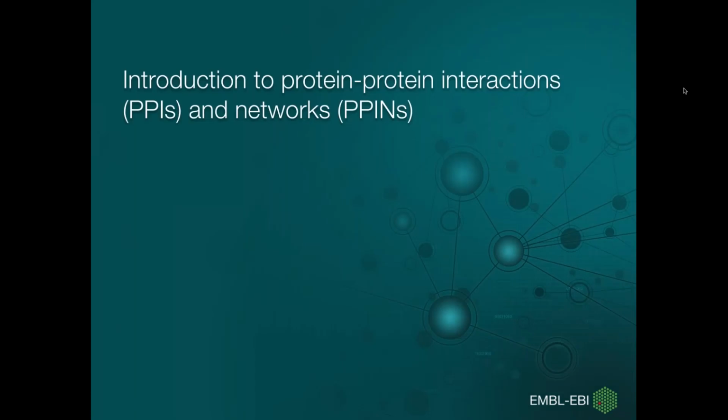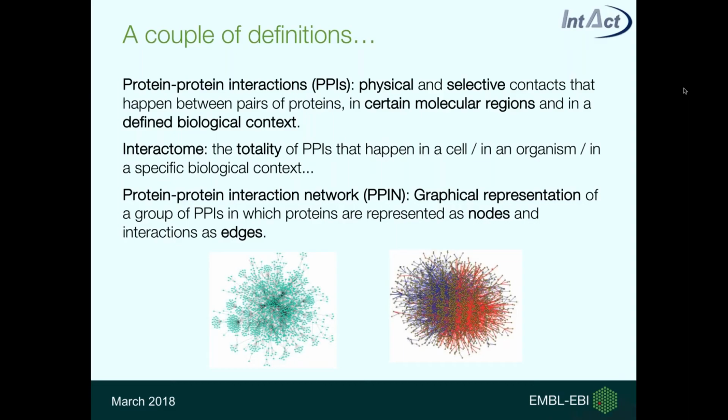Okay, so what are protein-protein interactions and the networks? Protein-protein interactions are the physical and selective contacts that happen between pairs of proteins. And these have to be in certain molecular regions, like subcellular regions or extracellular areas, and in a defined biological context. So this could be in a certain cell cycle context. This could be a healthy versus disease state. This could be different manipulations of cell lines.